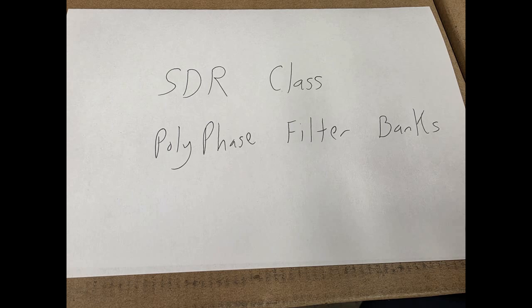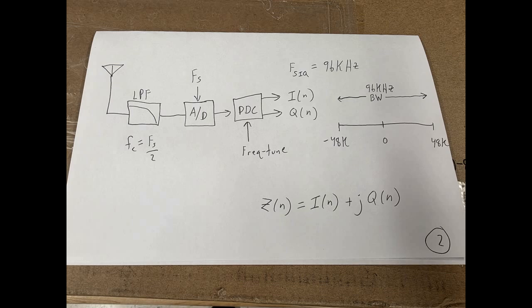Okay, next slide. We're going to talk about what file we're actually going to be processing. So here's an overview of what hardware this signal may have gone through. We start with the antenna, low pass filter, then it goes into some analog to digital converter running at some sample clock. Then in firmware it goes to a digital down converter block where we tune around. And finally, we're left with this IQ signal, which we call Z, and it has an IQ sample rate of 96 kilohertz, which means the bandwidth is also 96 kilohertz because it's an IQ signal.